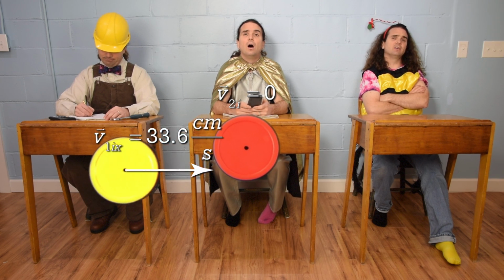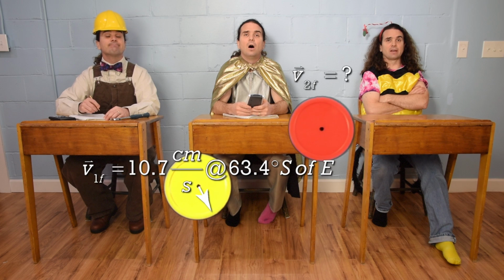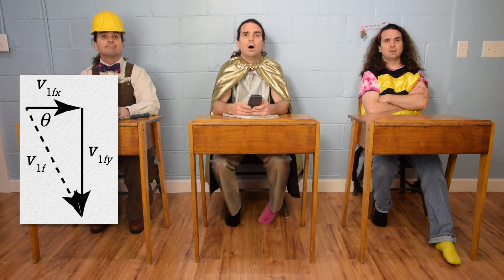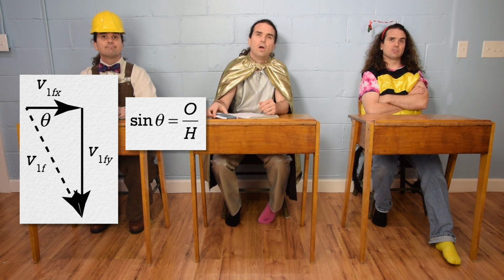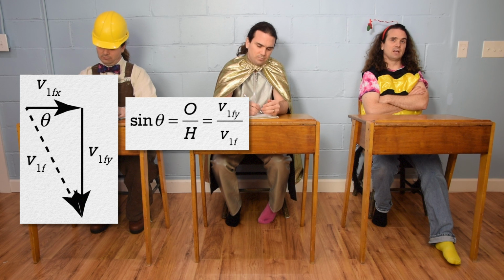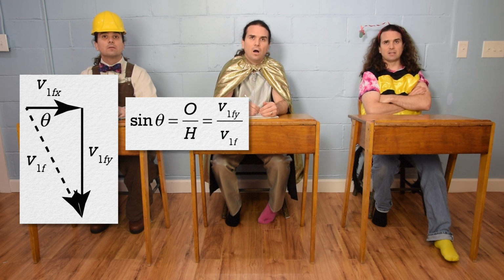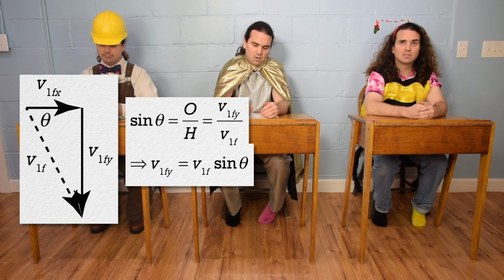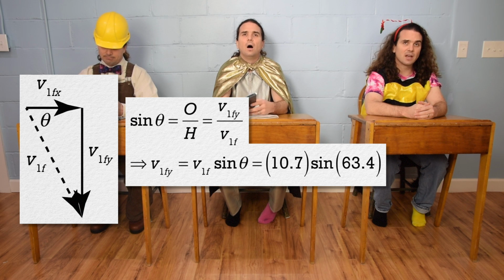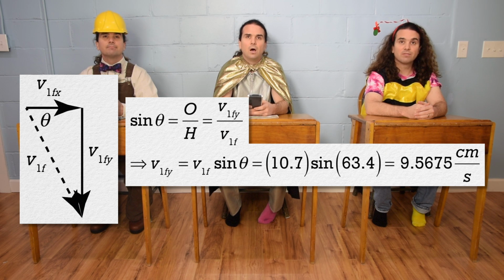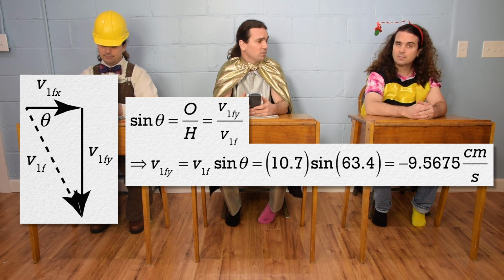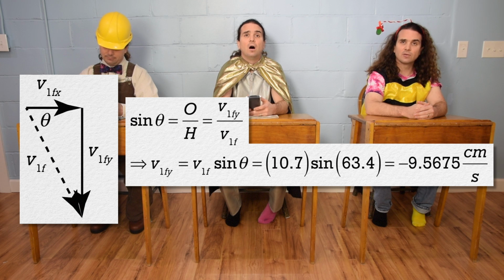Well, the final velocity of disk 1 is neither directly in the x nor the y direction, so let's break that into its components. Sine theta equals opposite over hypotenuse, or velocity 1 final y over velocity 1 final. Multiply by velocity 1 final to get velocity 1 final y equals velocity 1 final times sine theta, or 10.7 times sine of 63.4 degrees, which is 9.5675 centimeters per second. Negative because it's going south.